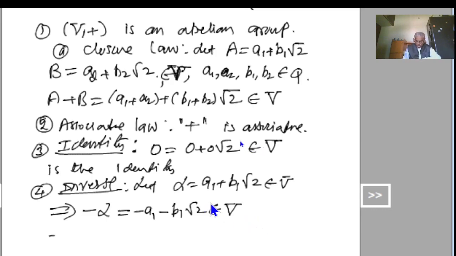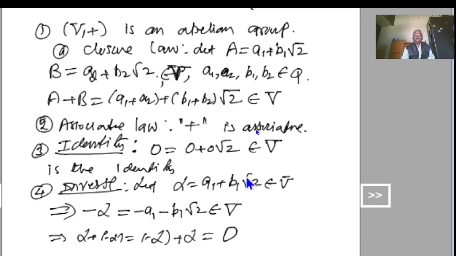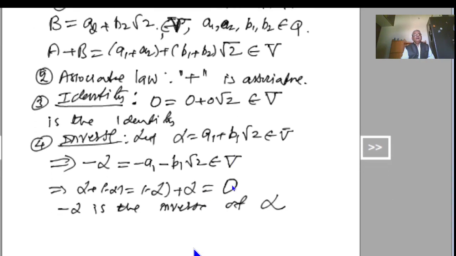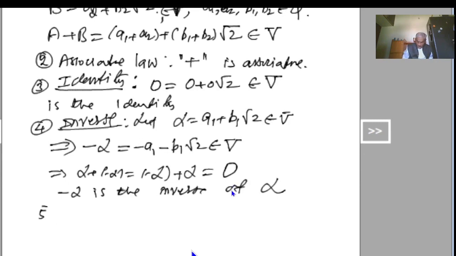And what about this one? Alpha plus minus alpha equal to minus alpha plus alpha. Am I getting it equal to 0? Yes, I am getting this equal to 0 because A1 minus A1 is 0, and B1 minus B1 into root 2 is also equal to 0. So therefore here minus alpha is the inverse of alpha.